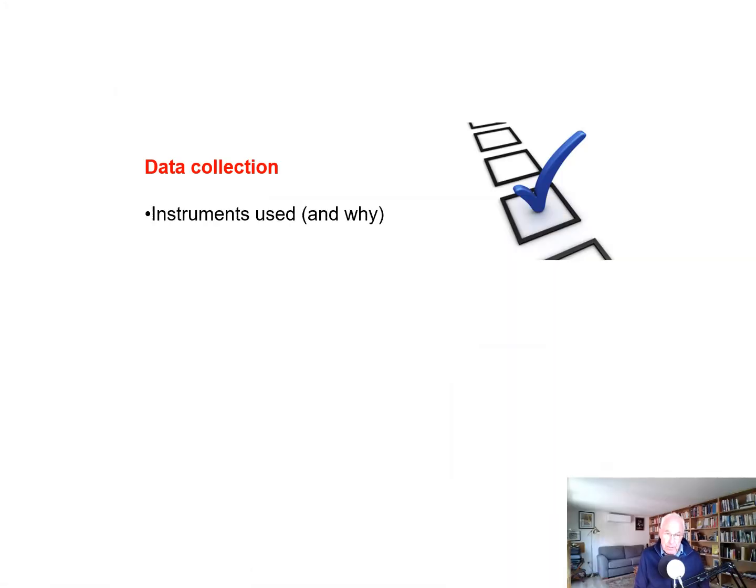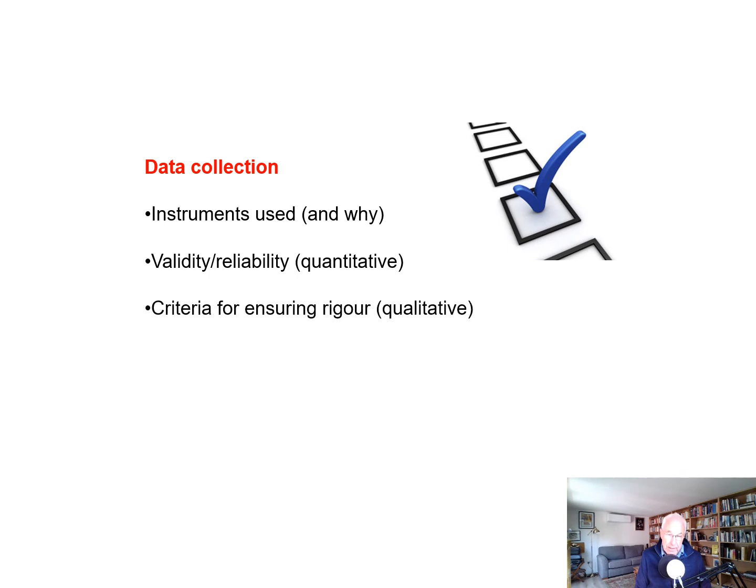Data collection. Which instruments did you use? Why did you use them? Mention something about validity or reliability for quantitative studies, and for qualitative studies, mention what your criteria were for ensuring rigor. How did you ensure confirmability, for example?